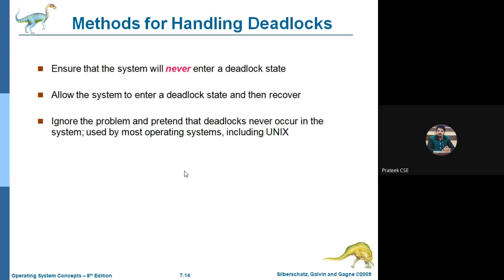And in the next 3 lectures we will talk about the first 2 categories. Here we will talk about deadlock prevention and deadlock avoidance. And this will be our last lecture which will cover deadlock detection and deadlock recovery.